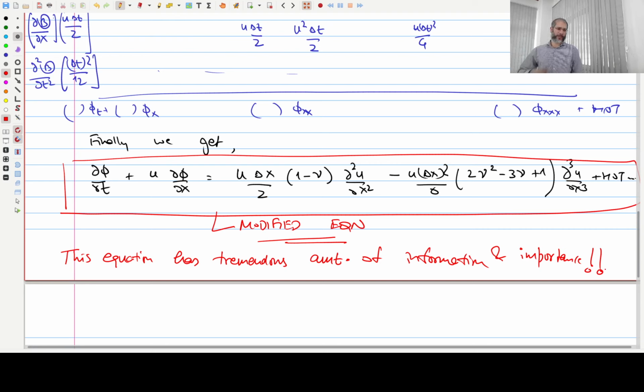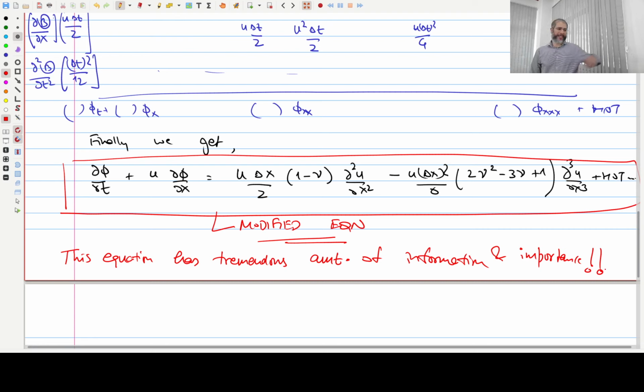So the next class is going to be tomorrow, right? So tomorrow is Monday's schedule. So Monday we have a class at 1. So tomorrow we'll have a class at 1 p.m. So tomorrow I'll show you the importance of this equation and what sort of information you can extract from this.